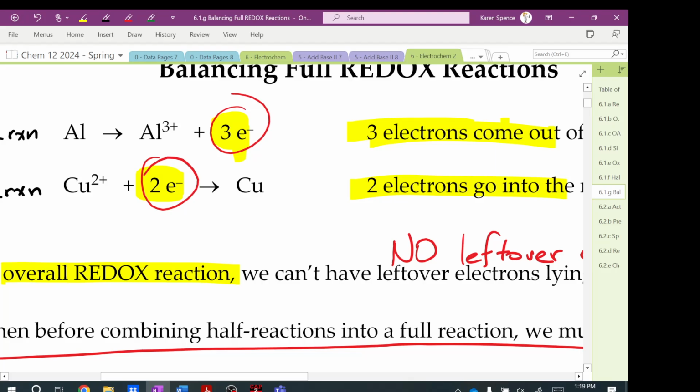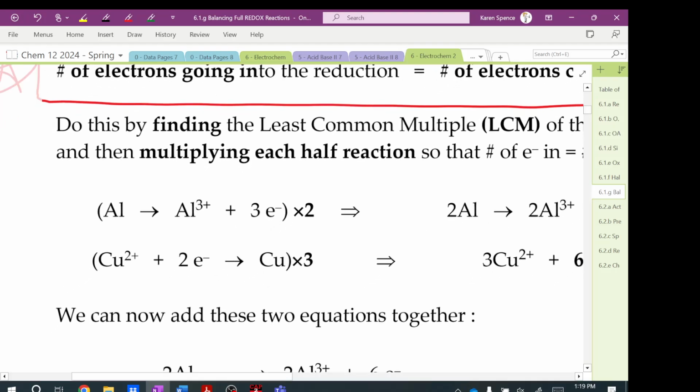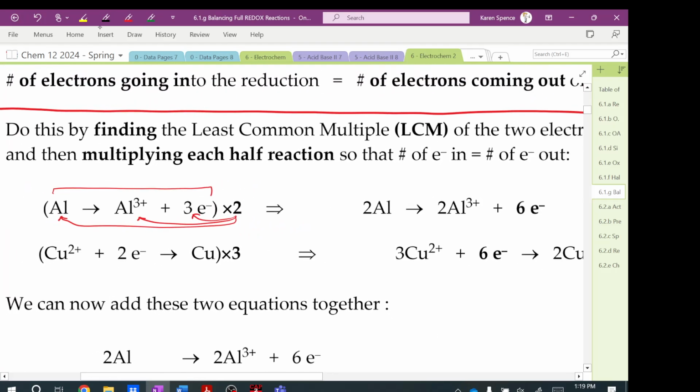If I want to keep it balanced, I have to multiply everything, because right now this is a balanced half reaction. And if I want it to stay balanced, I have to multiply everything in there by 2. So I multiply the aluminum by 2, the Al3+ by 2, and the 3 electrons by 2. We end up getting 2 Al, 2 Al3+, and then 6 electrons coming out.